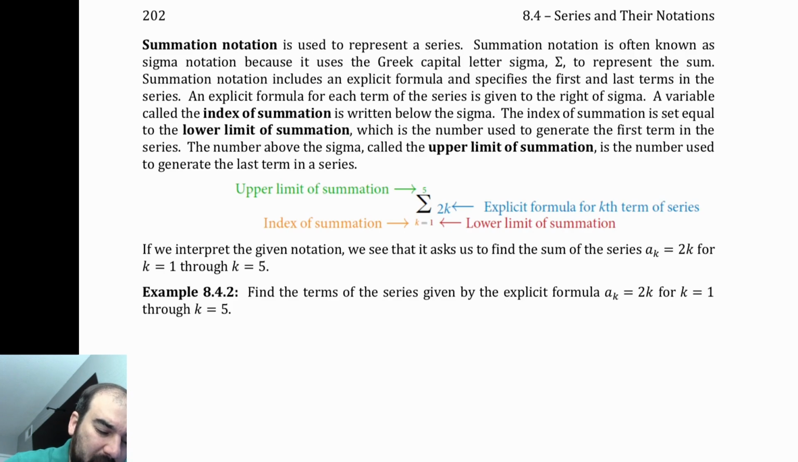Okay, the parts of sigma notation. First of all, this symbol in the middle is the Greek letter sigma.